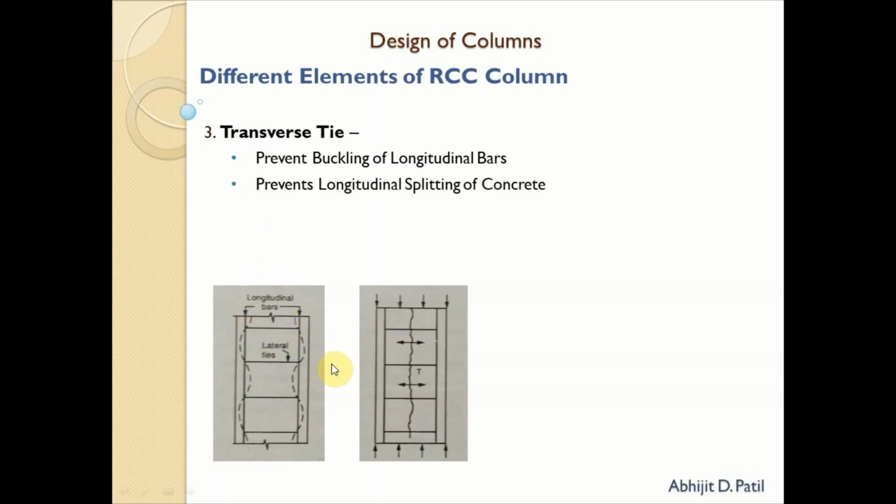The next role is it prevents the splitting of concrete. Because of this vertical or axial load, concrete may split in the other direction. Poisson's effect. Because of that, this section is subjected to horizontal forces like this, and there may be chance of developing tension crack in this region. So this is resisted by this horizontal reinforcement. So it will take the tension.